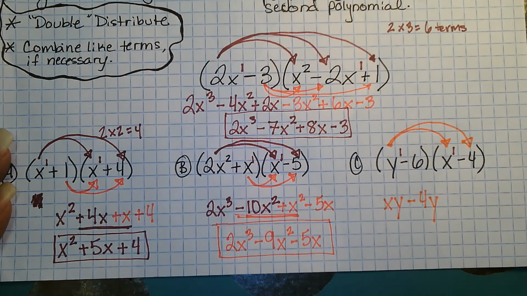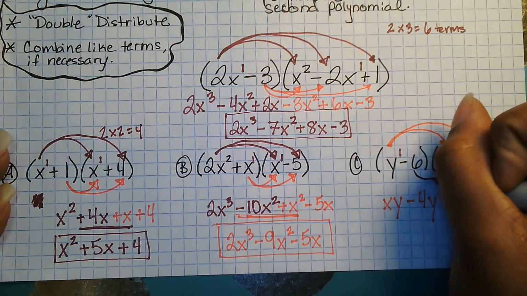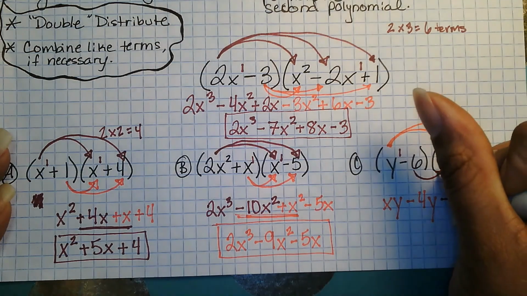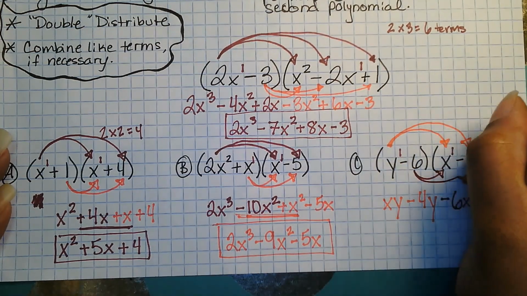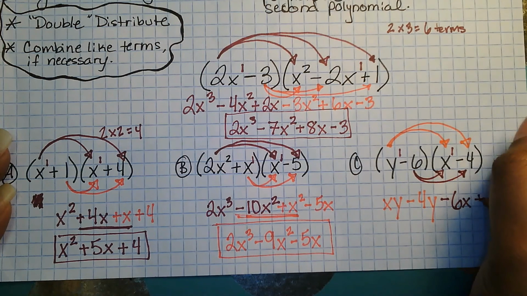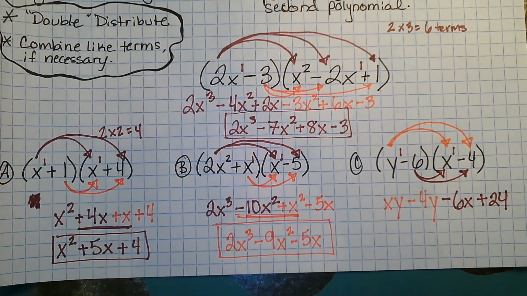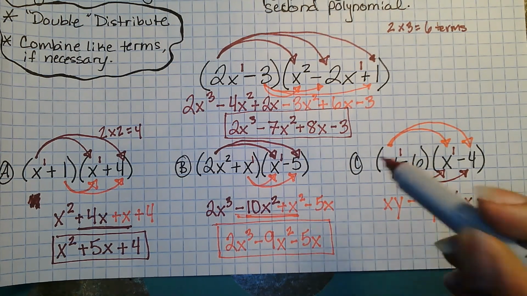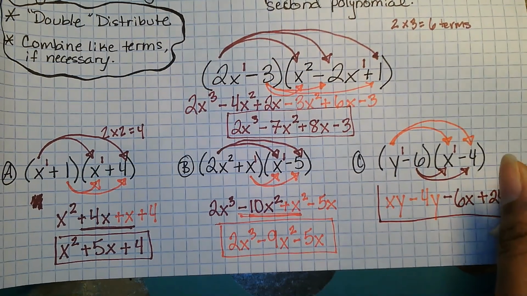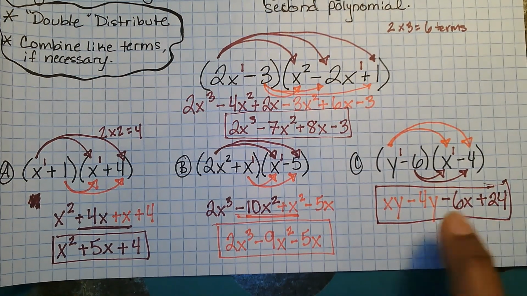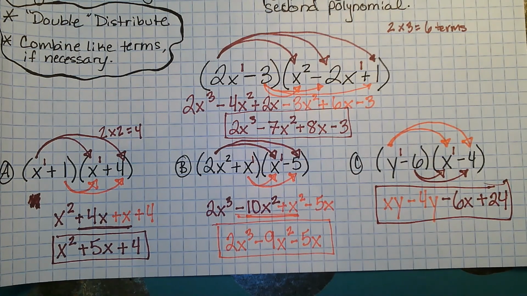Okay. Then let's worry about the second set. So negative 6 times x gives us negative 6x. And then negative 6 times negative 4 leaves us with a positive 24. So looking at what we end up with, none of these are like terms, so this is our final answer. The only thing I would do is switch these two terms just so it goes in alphabetical order. But yeah, that's just me.